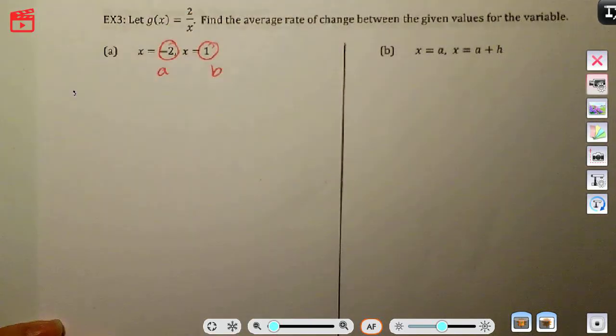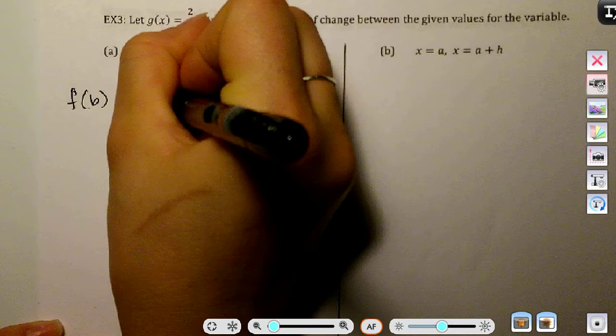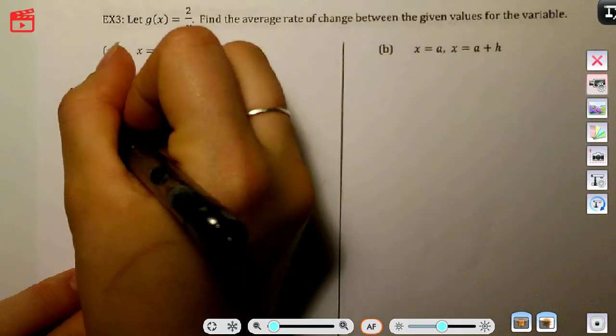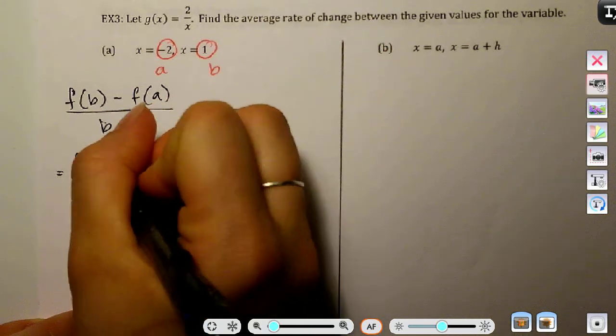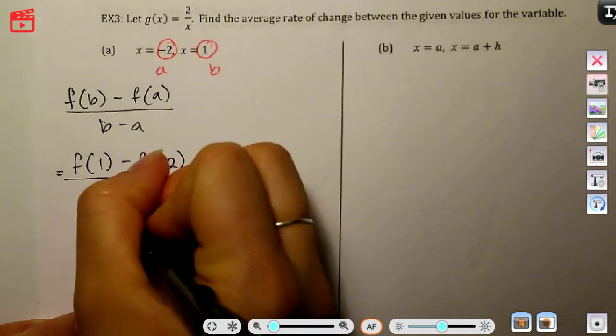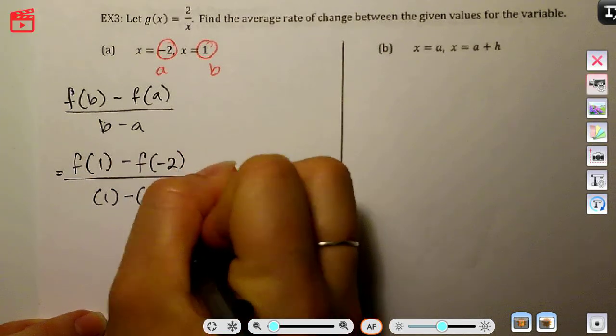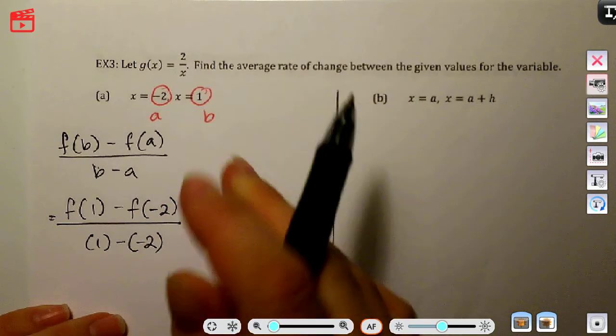So this is going to be f of b minus f of a, just so we remember what it's like, over b minus a. So plugging that in, it's going to be f of 1 minus f of negative 2 all over 1 minus negative 2. And my function is 2 over x.